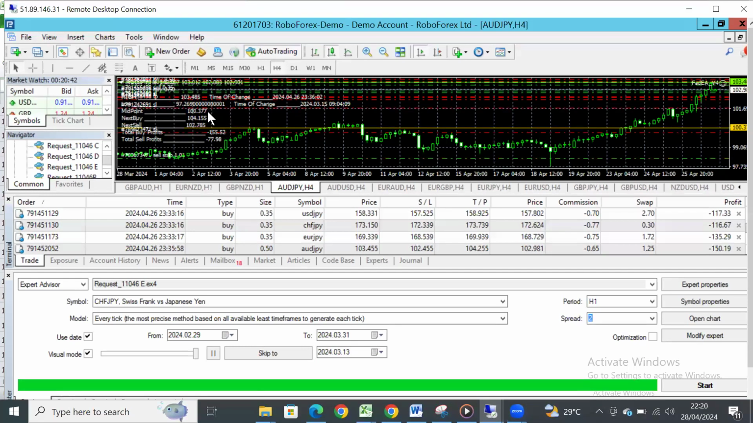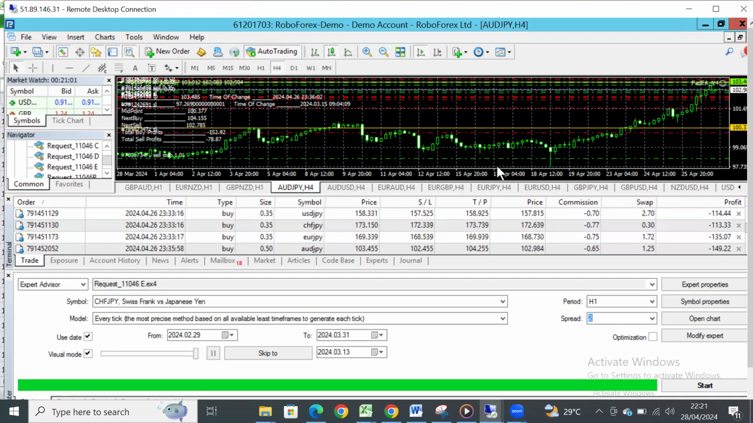So look at this also as an example again. We have the high price at 103.49, and then we have the low price at 97.2. And then we have the time of change for the high at the 26th of April and the low at the 15th of March.